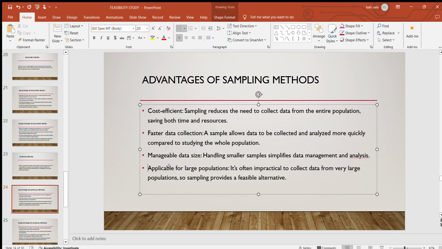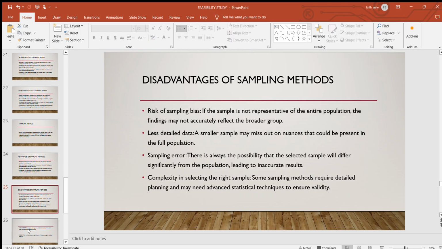So our last advantage we have is that it is applicable for large populations, whereby it is often impractical to collect data from very large populations. So sampling provides a very feasible alternative to collecting data. So we also have disadvantages of using sampling methods.